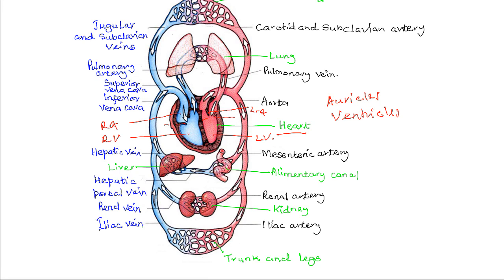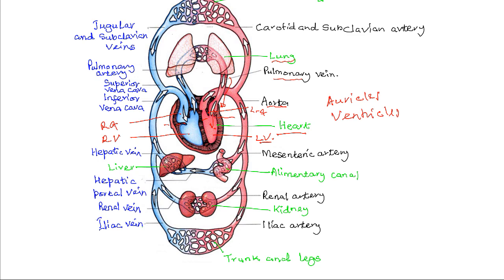Now, oxygenated blood from the lungs, here are the lungs. So oxygenated blood from the lungs enters the left auricle through the pulmonary vein and then into the left ventricle. That is the left ventricle. So the blood enters then into the left ventricle. Then the left ventricle pumps the blood out of the heart through the major artery known as the aorta.